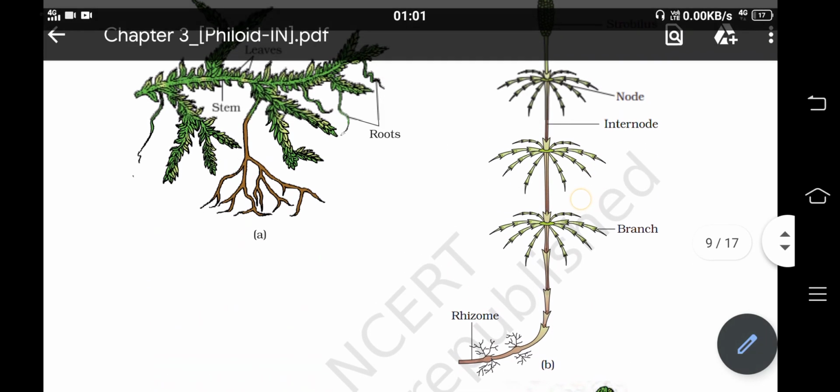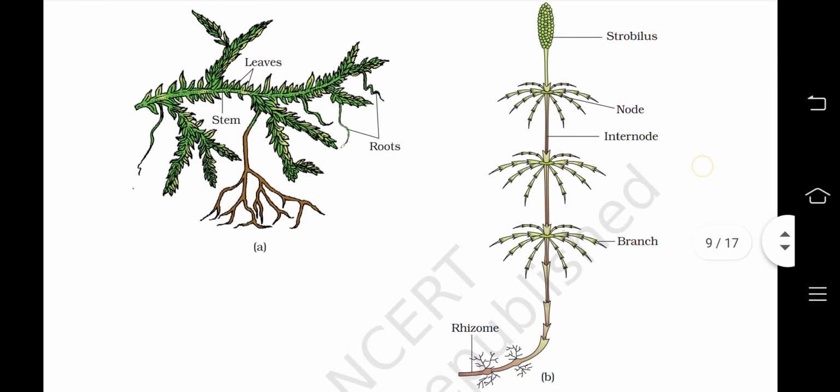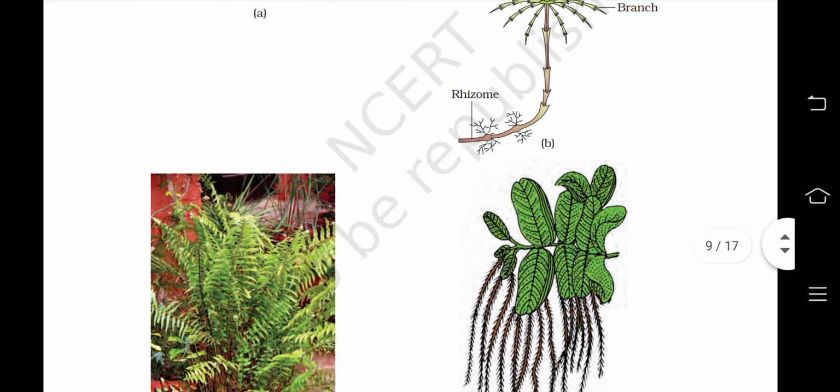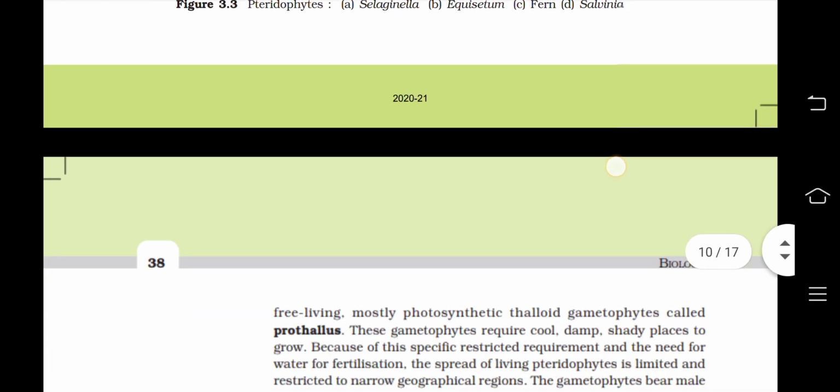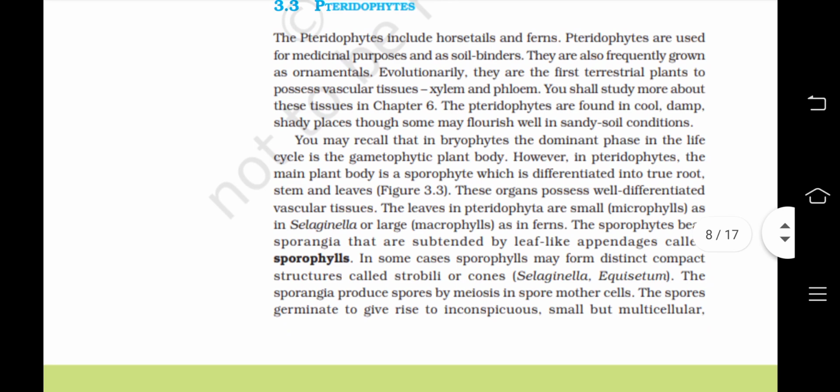Make sure that diagrams A and B have labels, so make sure to memorize these labels as well. Stems, leaves, and roots in A, Selaginella, and in B, equisetum: strobilus, node, internode, branch, rhizome. Remember these labels as well. So let's continue.